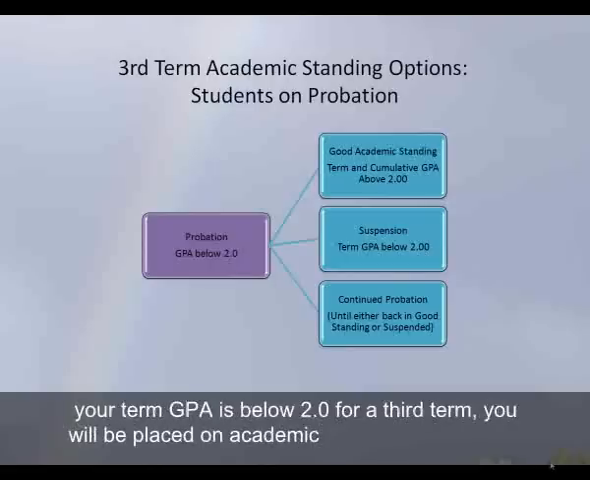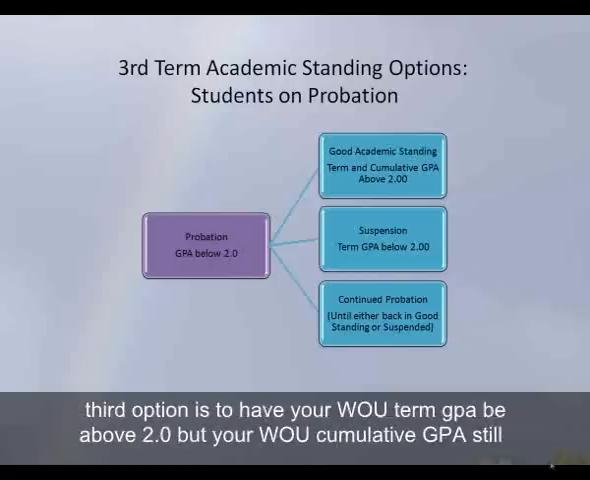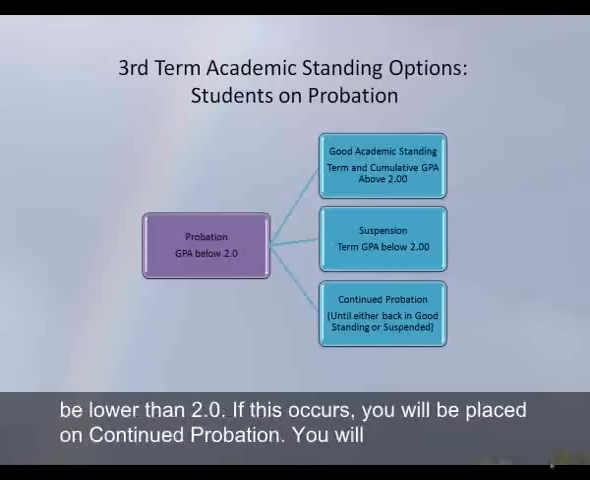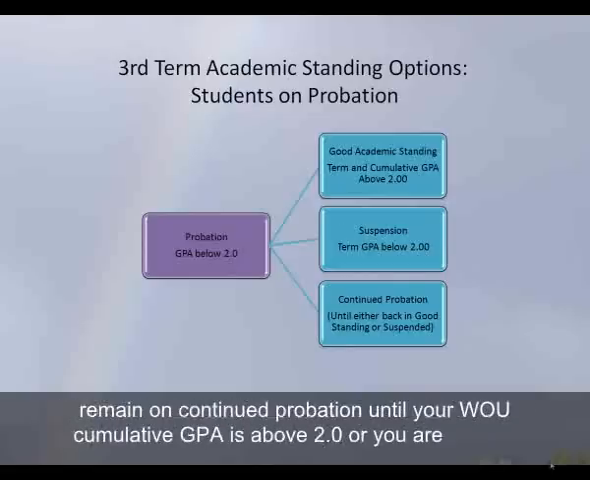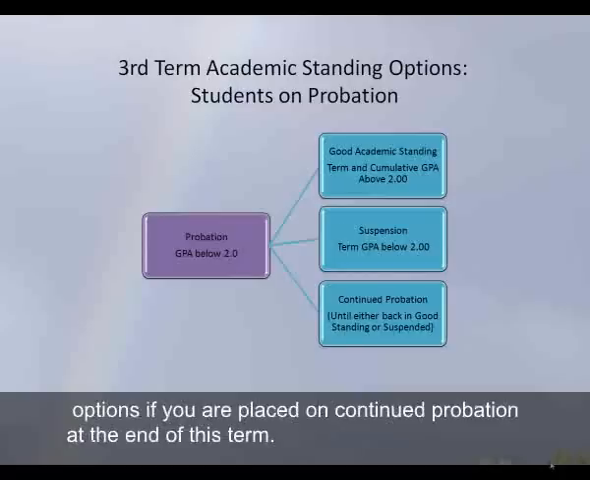If your term GPA is below 2.0 for a third term, you will be placed on academic suspension. This means you will not be allowed to enroll for at least 1 term. The third option is to have your WU term GPA be above 2.0, but your WU cumulative GPA still be lower than 2.0. If this occurs, you will be placed on continued probation. You'll remain on continued probation until your WU cumulative GPA is above 2.0, or you are suspended by having another term with a GPA below 2.0.